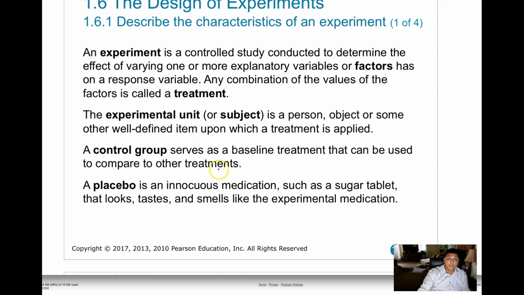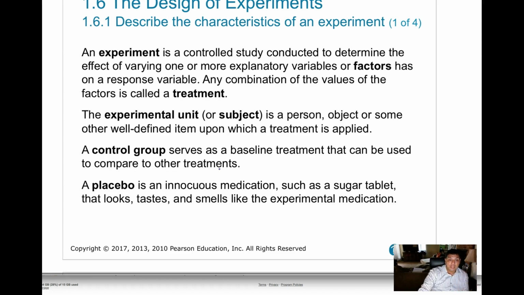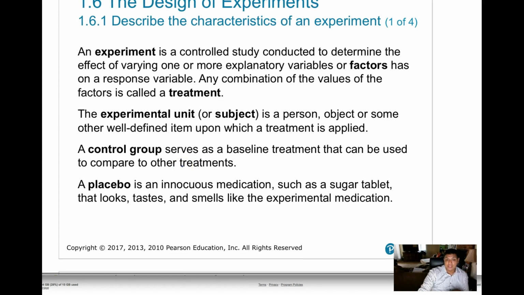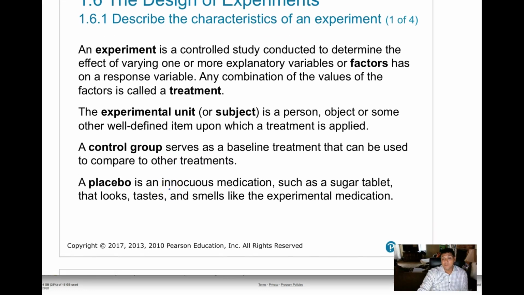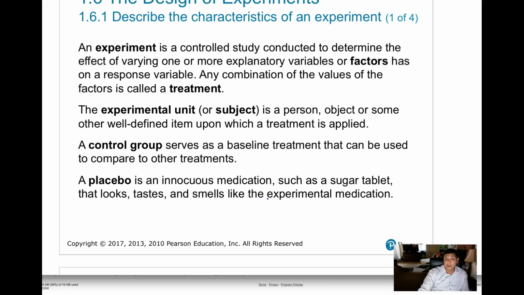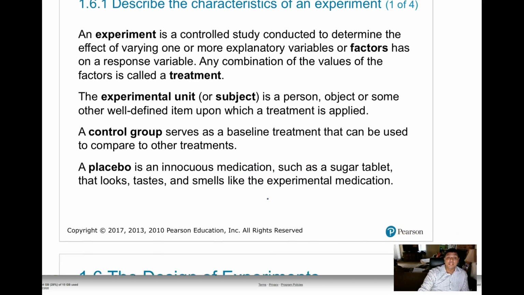Next, a control group. Many times when you conduct an experiment, you have two groups. One group gets the treatment, where you try to affect them in some way, they get a medication, and then you have a group that doesn't get the medication. Or in some cases, you give a group a placebo. It's an innocuous medication, something that has no effect, and you see if the patients still get better. That's called a placebo.